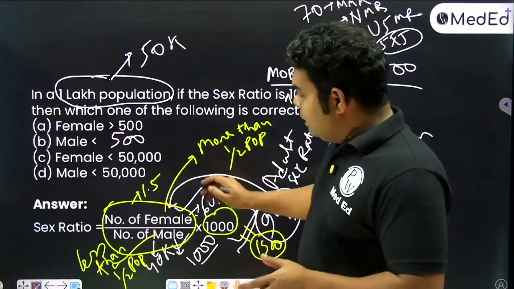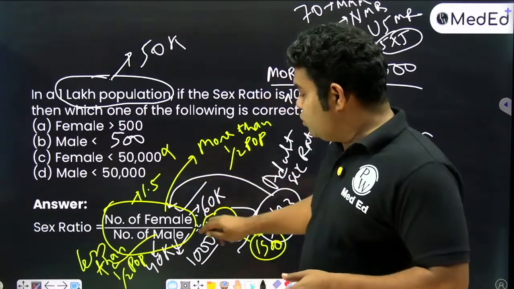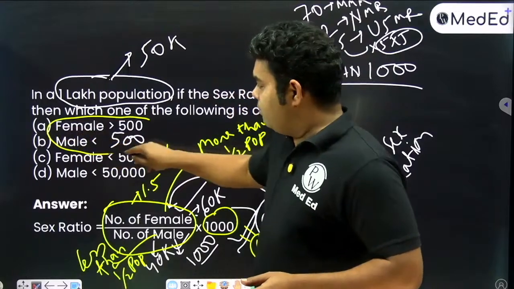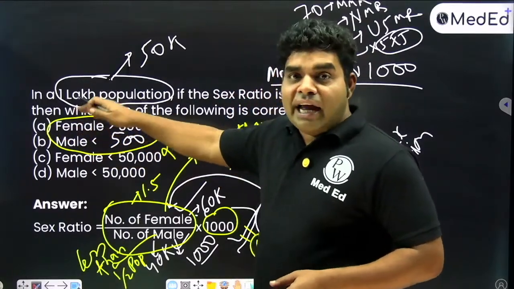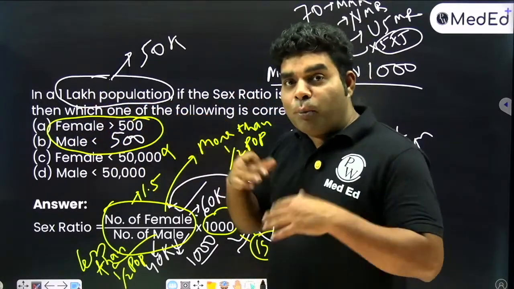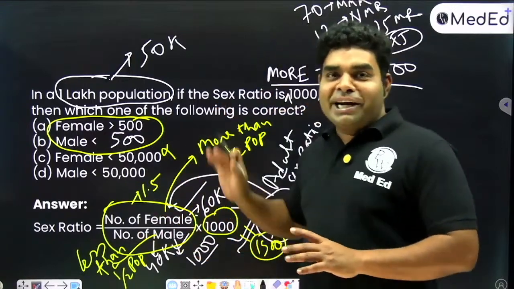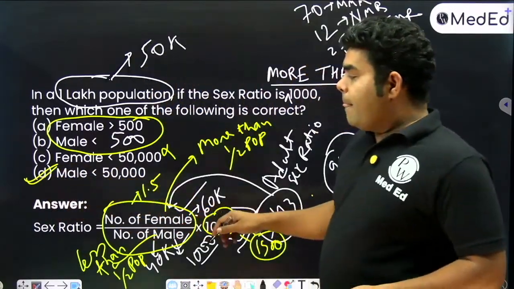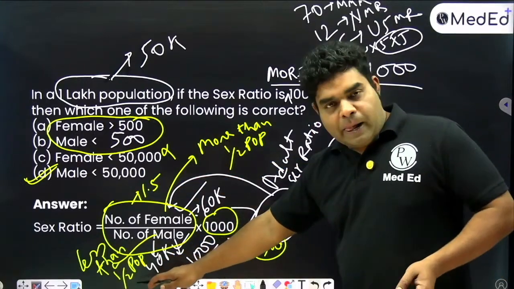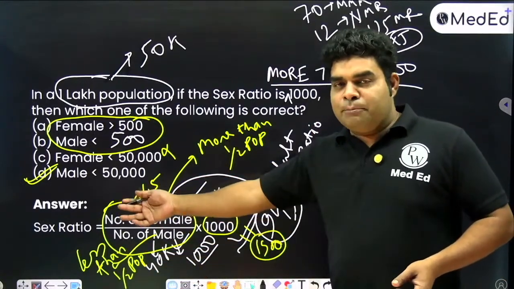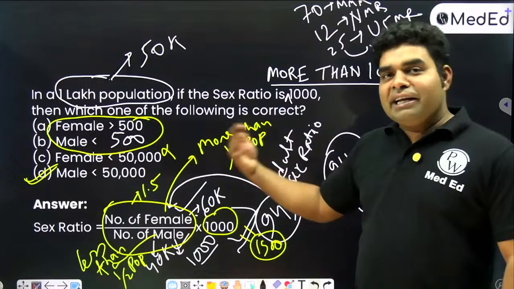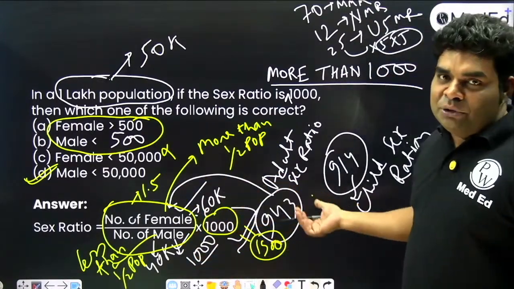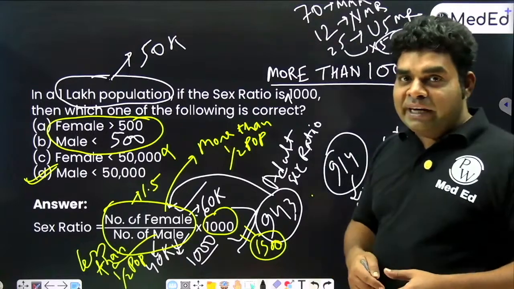So for more than 1000, which option will be correct? Female less than 50,000 is not correct. Female should be more than 50,000. And we never divide 1000 into half and half. Answer we get by dividing total population into 2 half, not 1000 into 2 half. So the correct answer is D, because you can see in the D option, male is less than half population. So male is less than half, let's say suppose 40,000. Female automatically will become 60,000, and final is 60 by 40 into 1000, it will come around 1.5K or 1500.